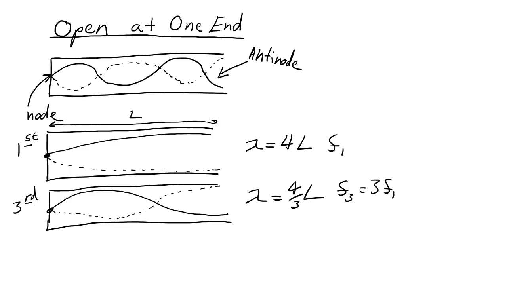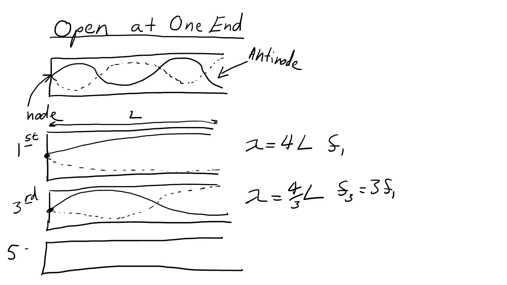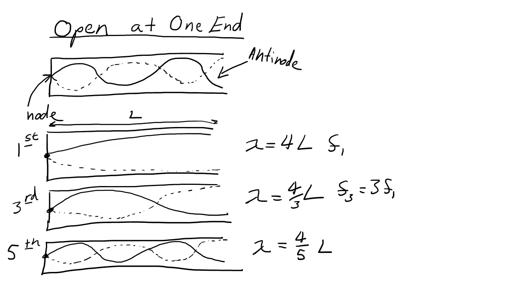And then because only odd-numbered harmonics are allowed, the next possible harmonic is the fifth harmonic, where we'd have a node there and an antinode at the open end. In this situation, the wavelength of the fifth harmonic would be equal to 4/5 the length of our pipe. And our frequency for the fifth harmonic would be 5 times the first harmonic.